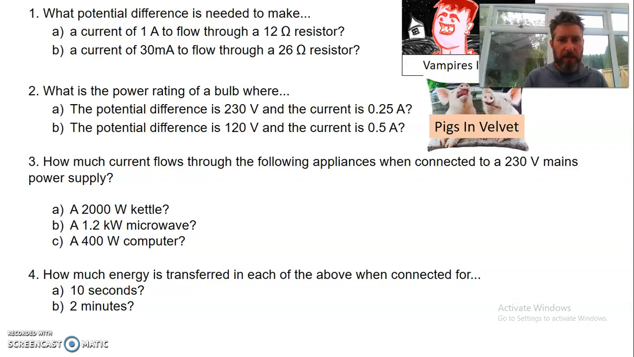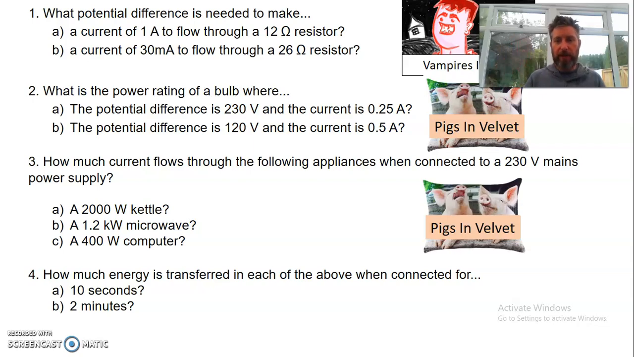Question 3 asks me for current. It tells me that it's a 230 volt mains power supply, and it gives me the power. So I'm after current, but I've got voltage and I've got power, so I'm in pigs in velvet again. But this time I've got to rearrange it. I want I on its own, so it's going to be P over V.